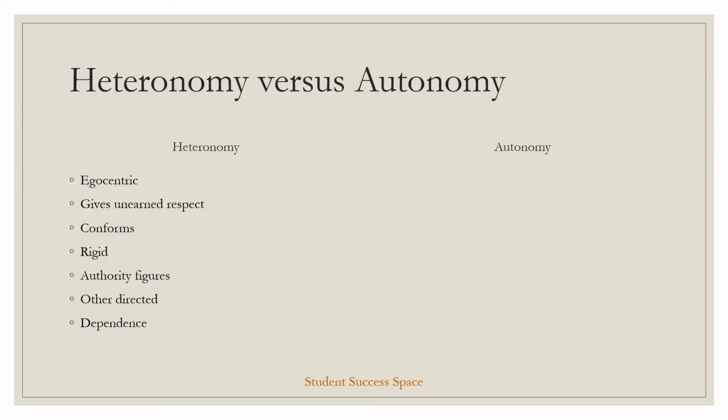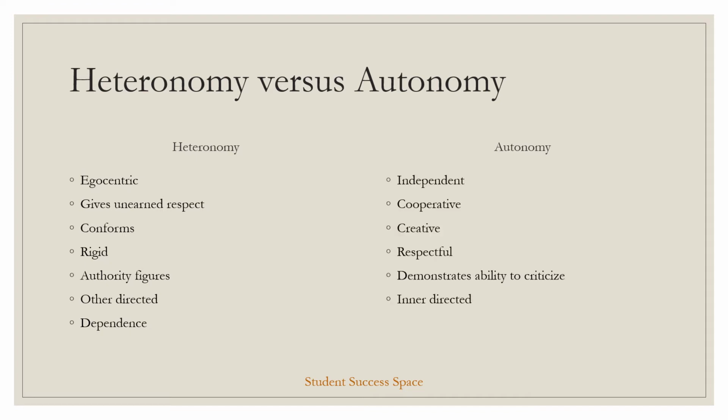The heteronomous learner is one that will be more egocentric. They're going to conform to those around them with a unilateral demonstration of respect. They tend to be more rigid and will always have blind faith in an authority figure. Now, think about this. You have Perry, in his theory of intellectual development, who refers to this more as a dualistic phase of learning. They will also be more other-directed when it comes to gaining knowledge, as they will want an authority to give them information. They are a dependent learner.